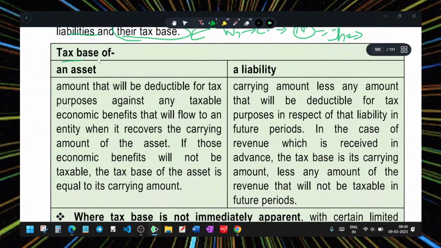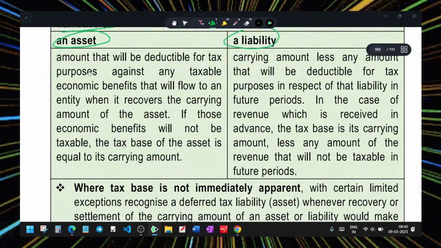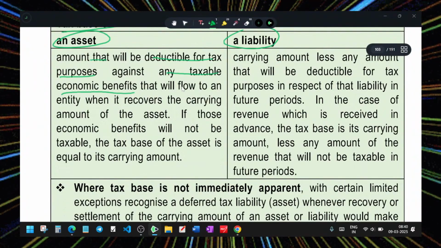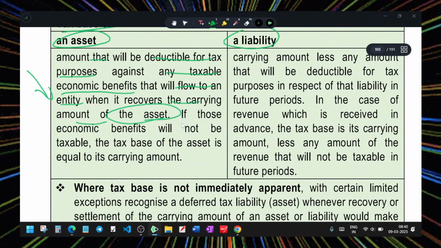Tax base of an asset, tax base of a liability. The tax base of an asset means the amount that will be deductible for tax purposes against any taxable economic benefit that will flow to an entity when it recovers the carrying amount of the asset. And if those economic benefits will not be taxable, the tax base of the asset is equal to the carrying amount.